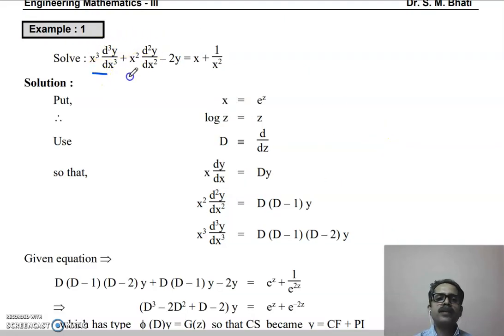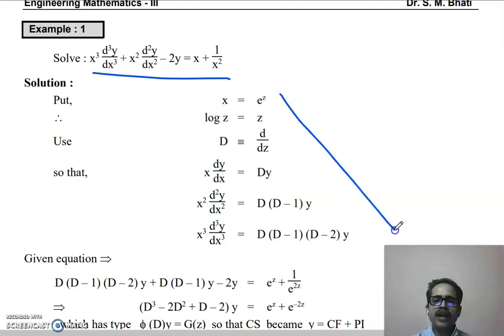Let's solve this example. You can see that this is the third order derivative, its coefficient contains x cube. This is the second order derivative, its coefficient is x square, and this is the zero order derivative, no x here. The right hand side is only a function of x. That means the differential equation is a Cauchy differential equation, and we have to make standard substitutions. You need to write these substitutions in the solution, and let's use them in the given equation.